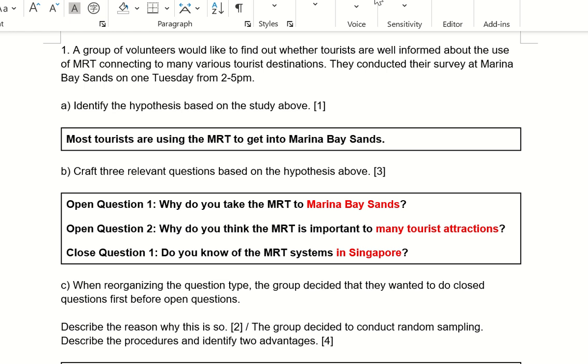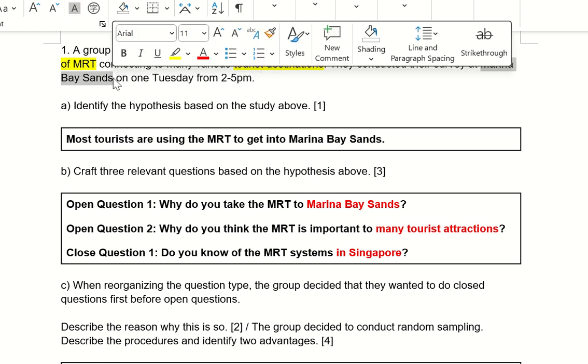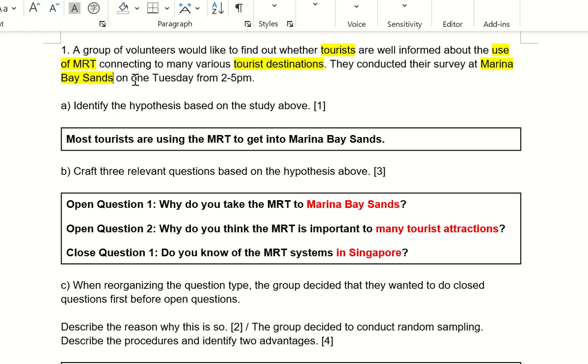A group of volunteers would like to find out whether tourists are well informed about the use of MRT connecting to many various tourist destinations. So from this statement, you can highlight the key variables: tourists, the use of MRT connecting tourist destinations. Now you can also highlight the location, which is where they conducted the survey, at Marina Bay Sands, on one Tuesday, from 2 to 5 p.m. All these are information that you must use for your upcoming GI questions.